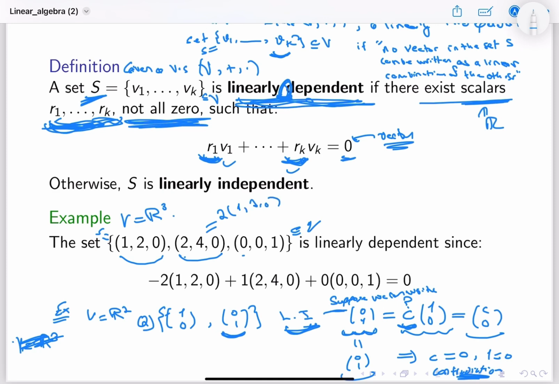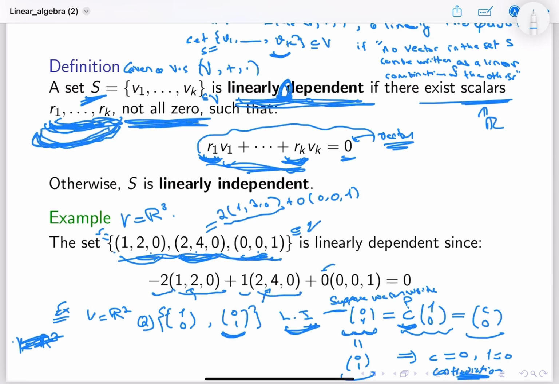So this is a linear combination of the other vectors, because this is 2 times this vector plus 0 times the other vector, which is 0, 0, 1, right? So this is a linear combination of the 2 other vectors, and we could write this middle vector as that, which means that this set is not linearly independent, it's actually linearly dependent, right?